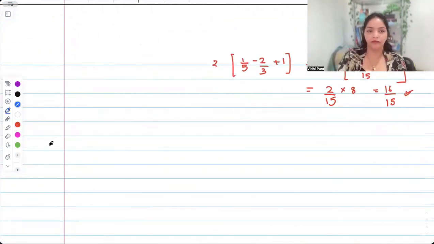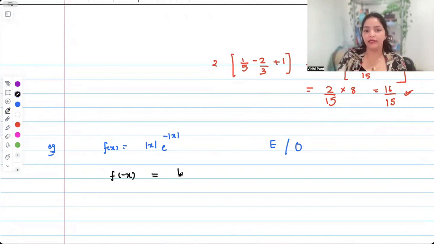All right. Now let's take a tougher example. So let's take f(x) to be equal to modulus of x e to the power minus modulus of x, and check whether this function is even or odd. What will you do here? You will check for f of minus x. Now f of minus x means modulus of minus x, e to the power minus of modulus of minus x.